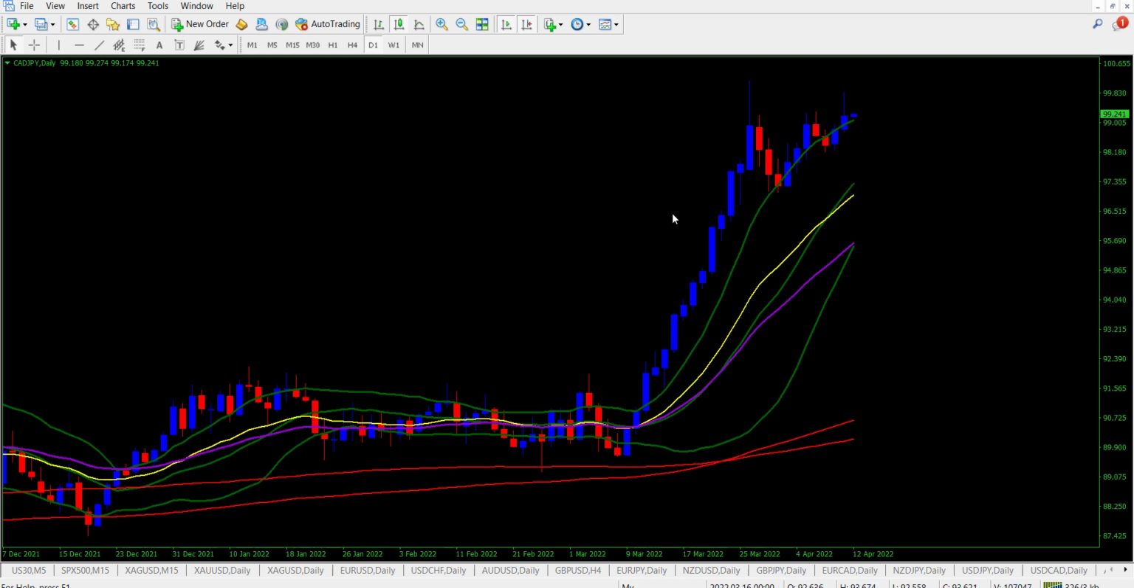CAD yen. As I said in my previous video, this pair is trading around resistance area, and it did exactly that. It tested the highs and reversed. So the previous day bar is also not good, so I'll ignore this pair. This can reverse, so I'll ignore this pair.